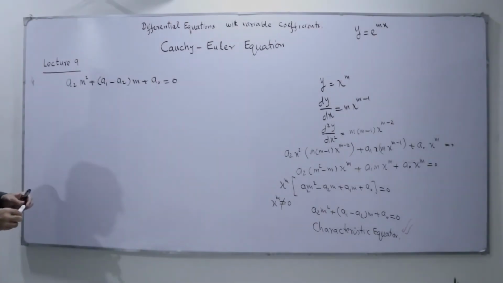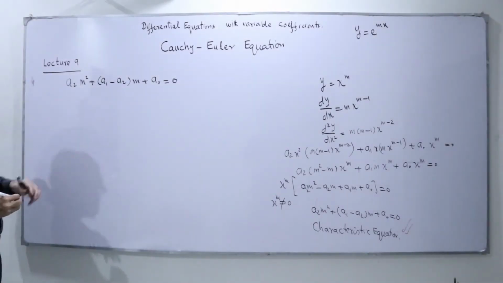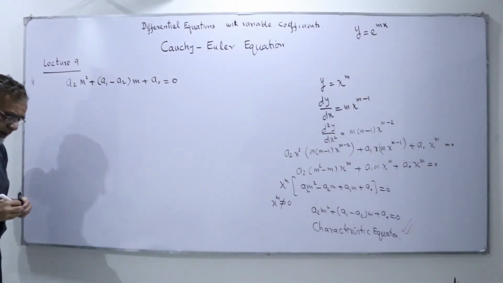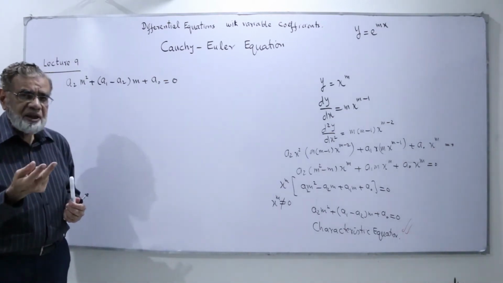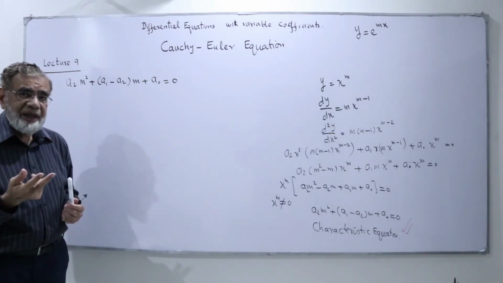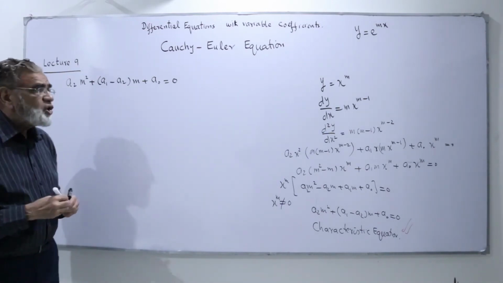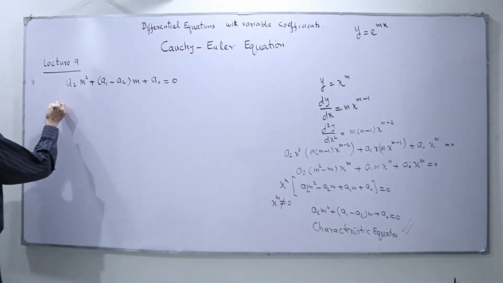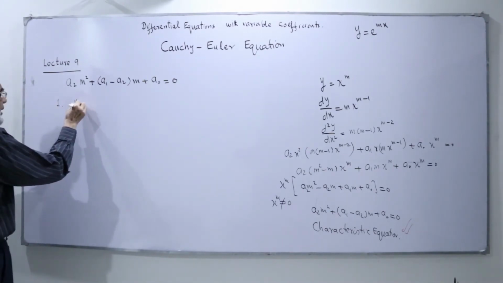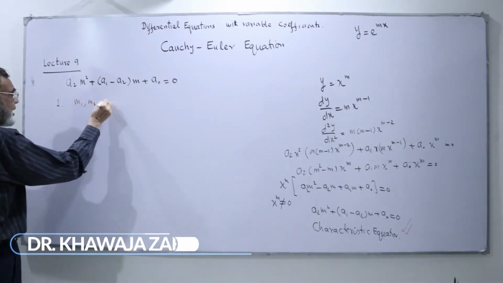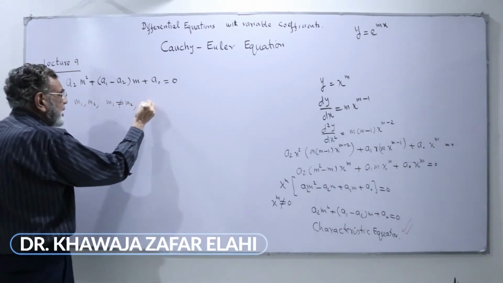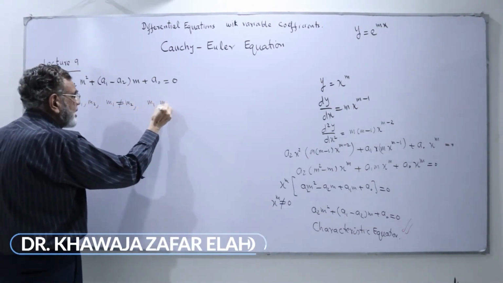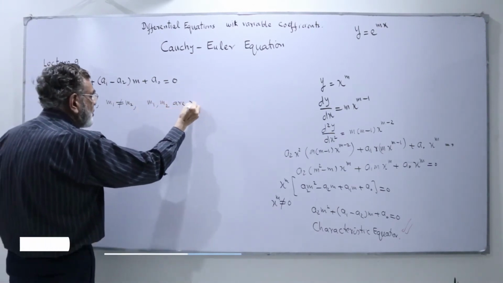So we have derived the characteristic equation, and here is a second degree polynomial. So we are having two roots which are not equal real. We have two roots which are equal, and we have two roots which are complex. So number one, we are having two roots of this equation, m1 and m2. We say m1 is not equal to m2, and m1, m2 are real. So this is the case.